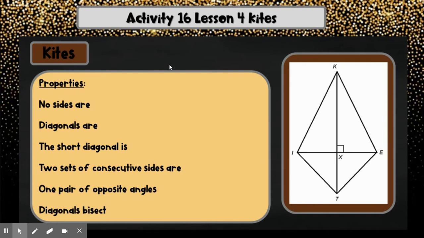So in a kite, no sides are parallel. So a parallelogram had opposite sides that were parallel. Trapezoids had one set of sides that are parallel. Kites have no sides parallel.